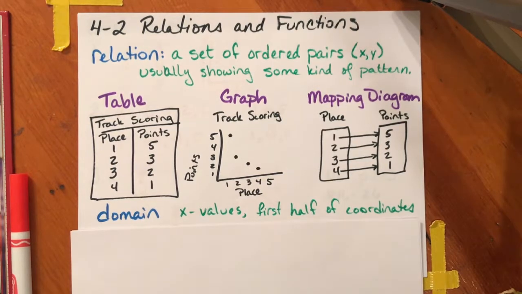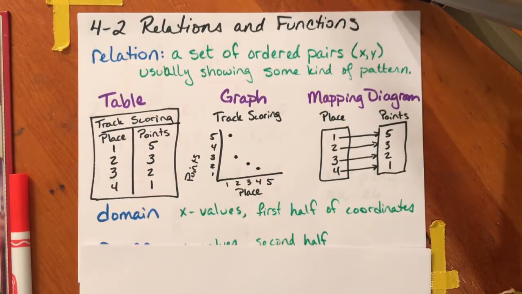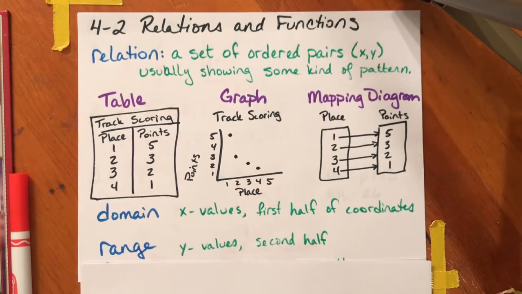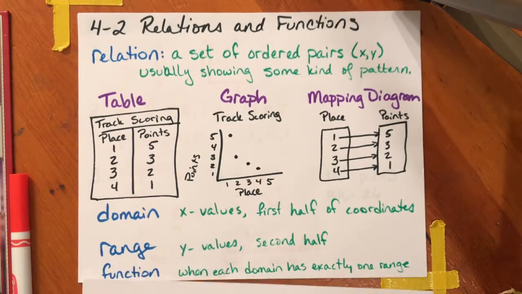Then we go on to additional vocabulary. The domain is all of the x values, and this is always the first half of the coordinates that we have. The range is the y values, that's the second half. And it does refer to the domain and range often in its questioning strategies, so please remember this vocabulary.